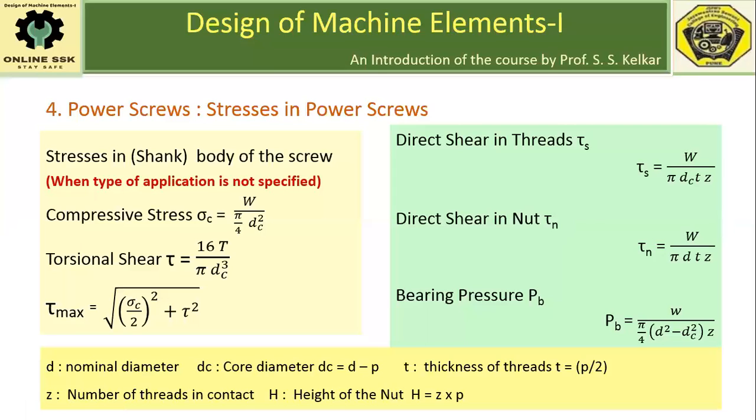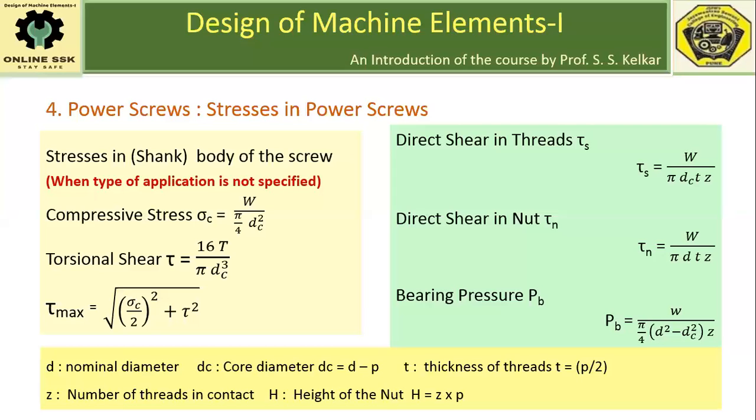Complex loading means whenever the machine part is subjected to two different types of stresses. So the body of the screw is subjected to direct compressive stress and torsional shear stress, two different types of stresses. Therefore, this is a case of complex loading, and while designing or analyzing, we have to employ a suitable theory of failure for analysis of the body of the screw.